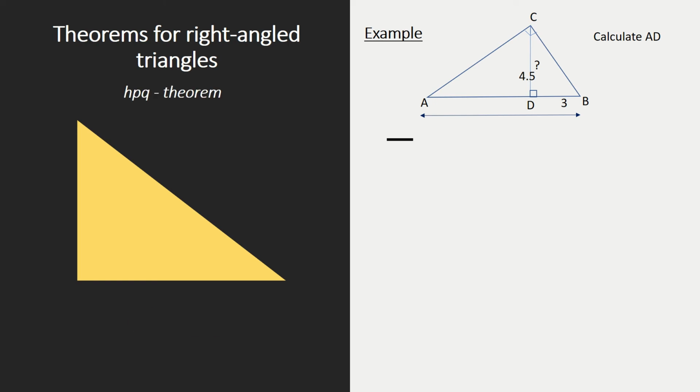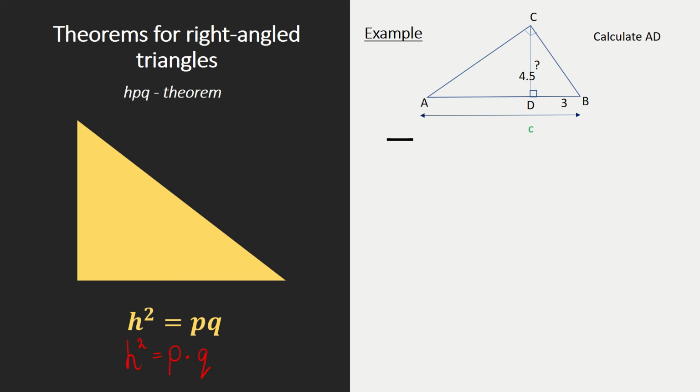So, an example. You must know that the hpq theorem is the same as h squared equals pq. Please remember that there is an invisible multiplication sign in between p and q. So you have h squared equals p times q. So what is p, what is q, and what is h?